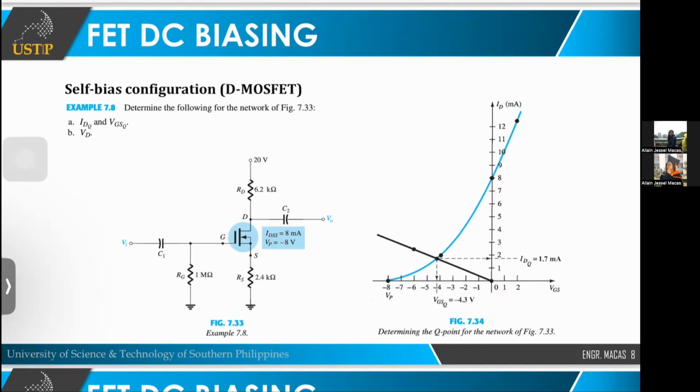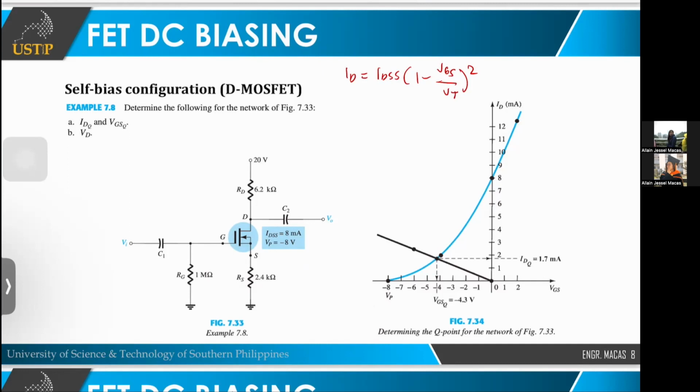We can use four values. We are assuming here, for the E-MOSFET, the D-MOSFET, that we still use Shockley's equation. So, that is ID is equal to IDSS times (1 minus VGS over VT) squared. Okay, that is Shockley's equation.